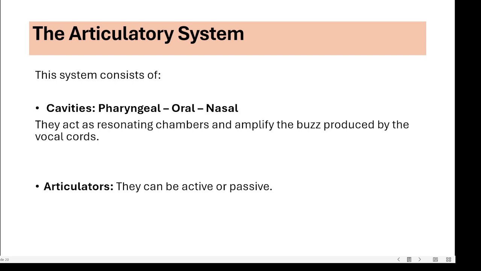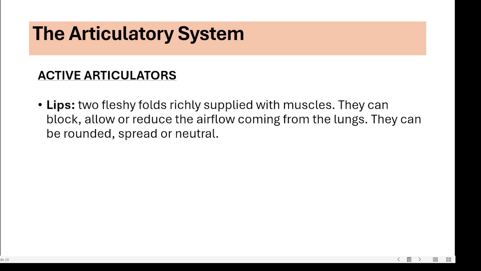Now we can move to the articulators, the ones that are active and the ones that are passive. The first active articulators we will describe are the lips. Lips are two fleshy folds richly supplied with muscles. They can block, allow, or reduce the airflow that comes from the lungs. And they can assume different positions. They can be rounded, spread, or neutral.